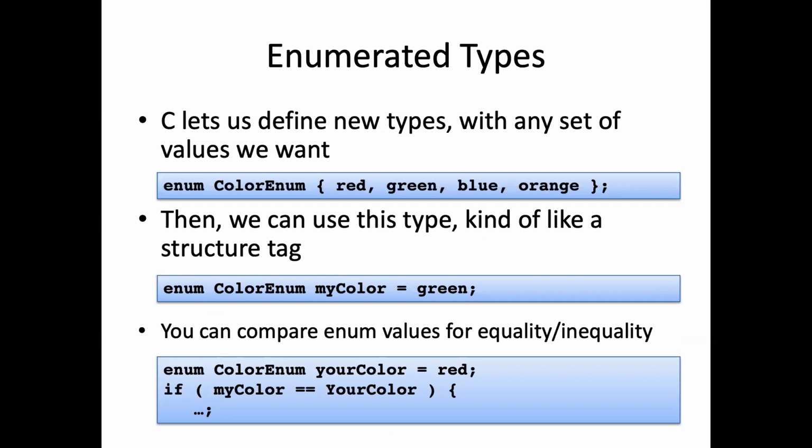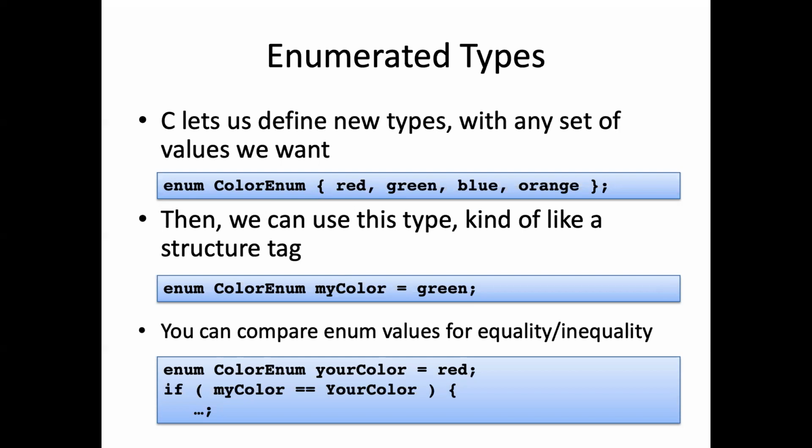If you want to define your own enumerated type, there's a keyword enum that you put in front. And then just like a struct, any name you want for that type can come after the enum. And then inside curly brackets, all of the values that that type is supposed to have. So here, I'm defining my own enumerated type. It just has 4 values in it: red, green, blue, and orange. And I called it color enum for the name of that enumerated type.